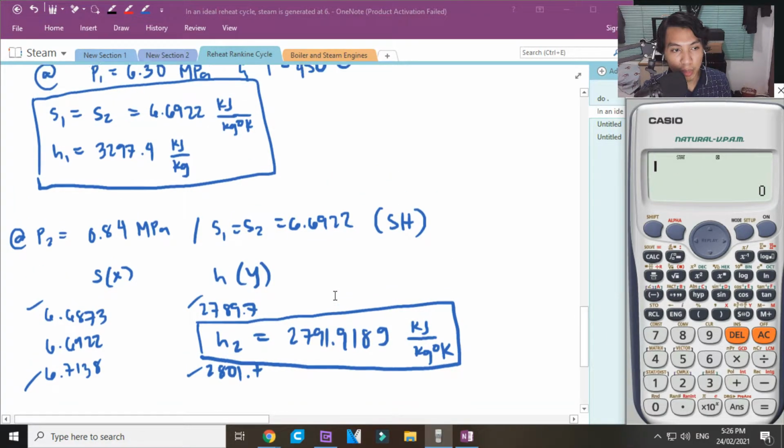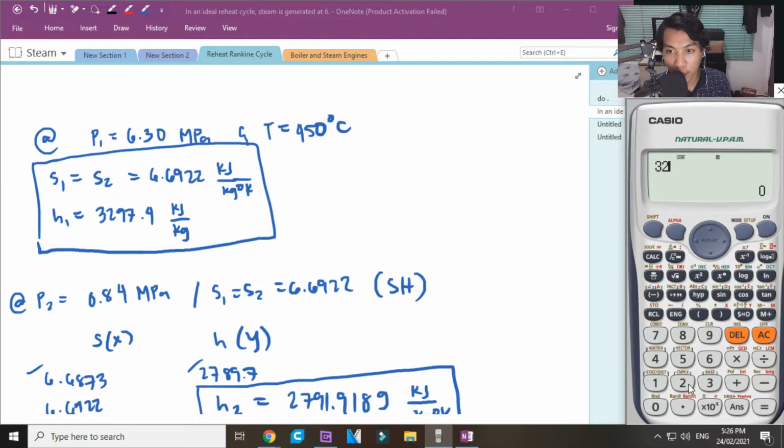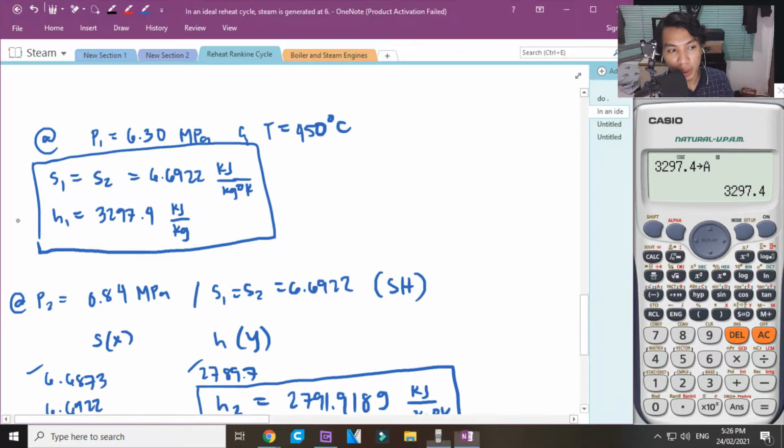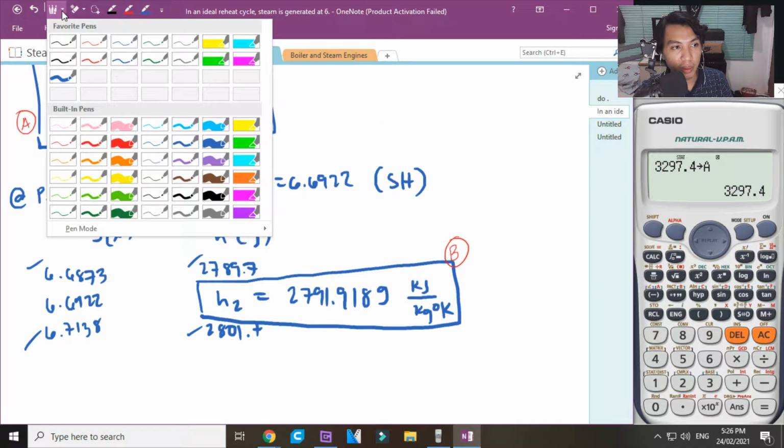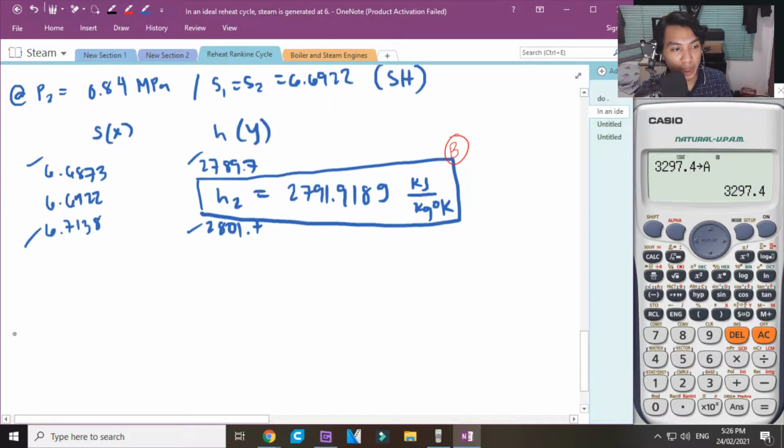Ano yung H1 mo? Yung H1 mo is 3297.4. Okay? Shift, store natin kay A. In-store na natin yung value nito. This is letter A. This is letter B dun sa calculator. Okay? Now, we move on with the value ni 3.